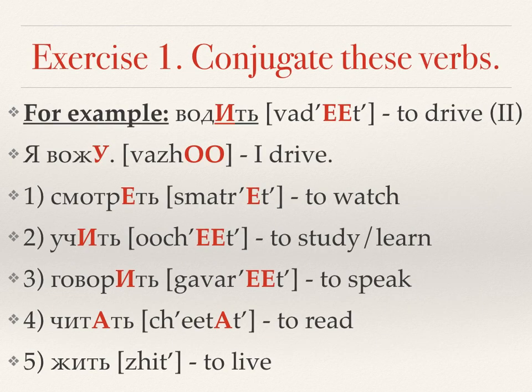Exercise 1. What endings do these verbs have after the personal pronoun я, I? For example, водить, to drive. This verb belongs to the second conjugation because it has И at the end. From this lesson we know that letter Д turns into the letter Ж in the first person singular. Я вожу. Pause the video and do the same thing with the other verbs. The next slide will help you check yourself.